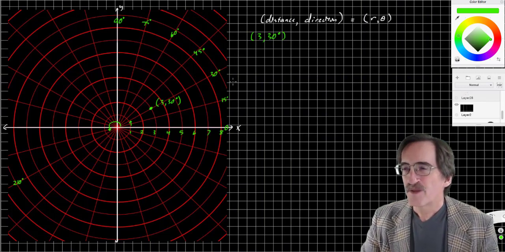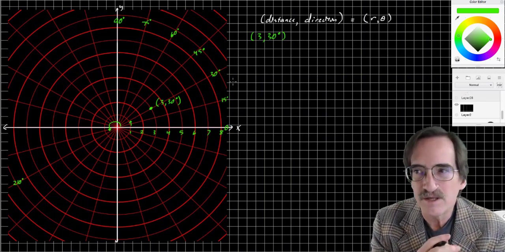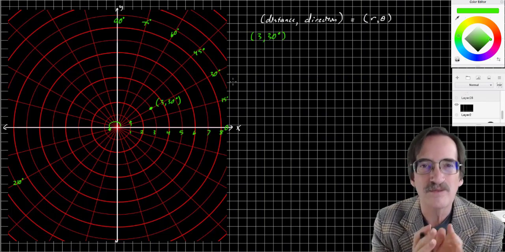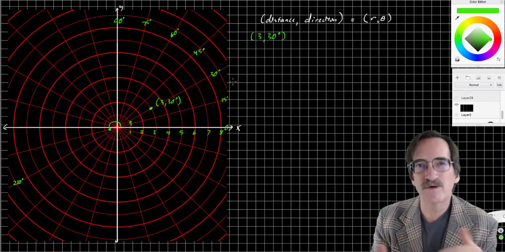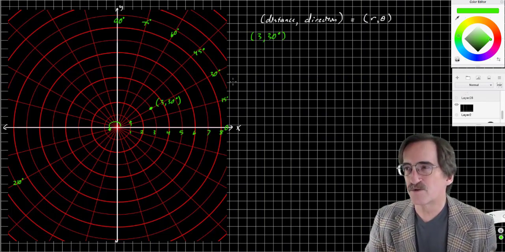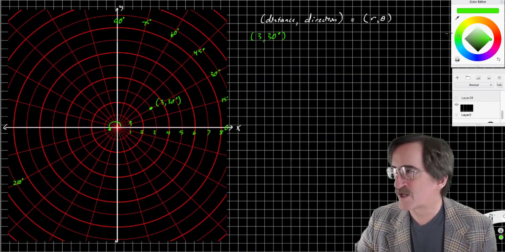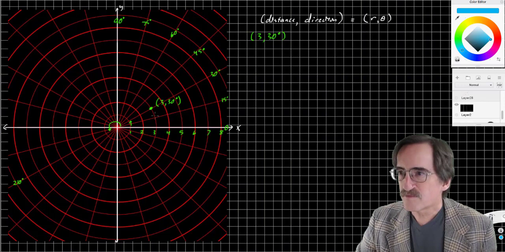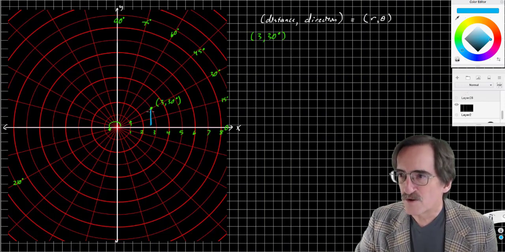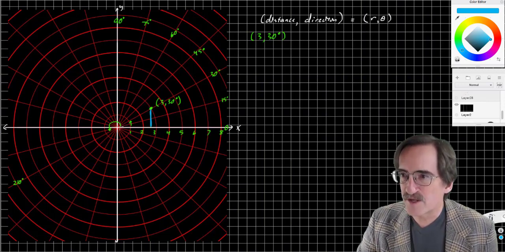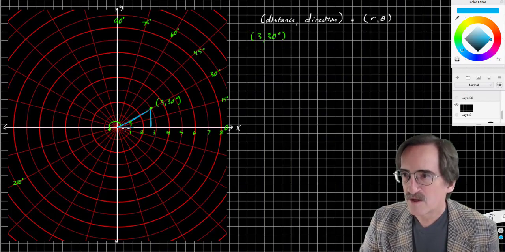All right. Now, most of the exercises in this unit are going to be about converting between rectangular and polar coordinates. So let's convert this into rectangular coordinates. What I do to do that is think in terms of this right triangle. This is 30 degrees.